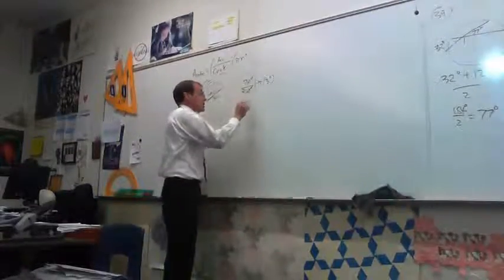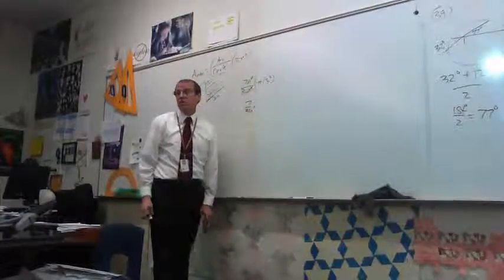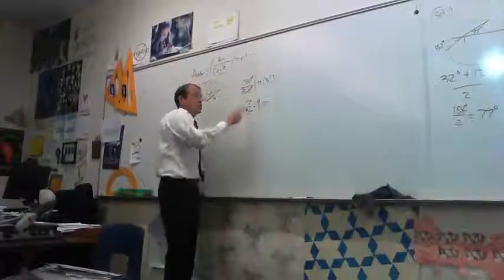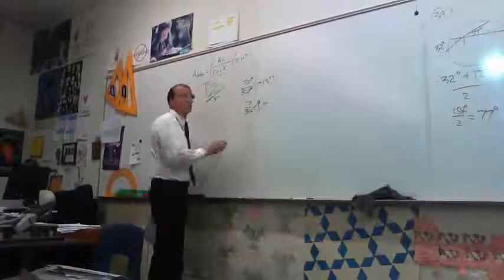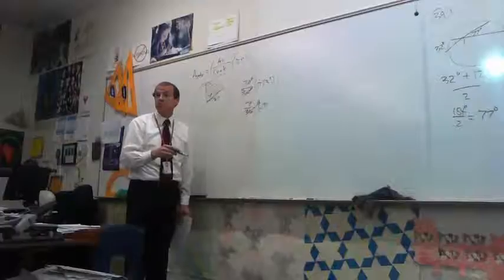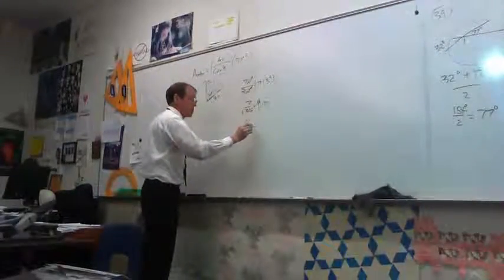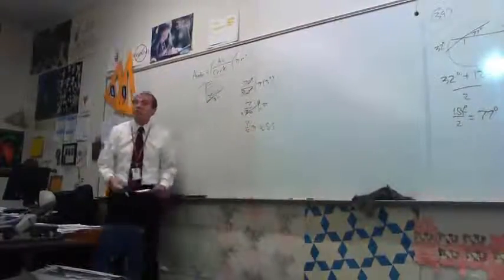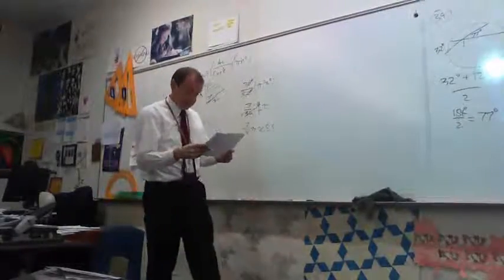So we end up with 7 over 36 times, what's 3 squared? 9 pi. And you'll notice the 36 and the 9 will cancel, won't they? And what's that leave me with? 4 in the top or the bottom? On the bottom. Okay. So I get 7/4 pi, which if you punch that in the calculator, it's pretty darn close to 5.5. Okay.